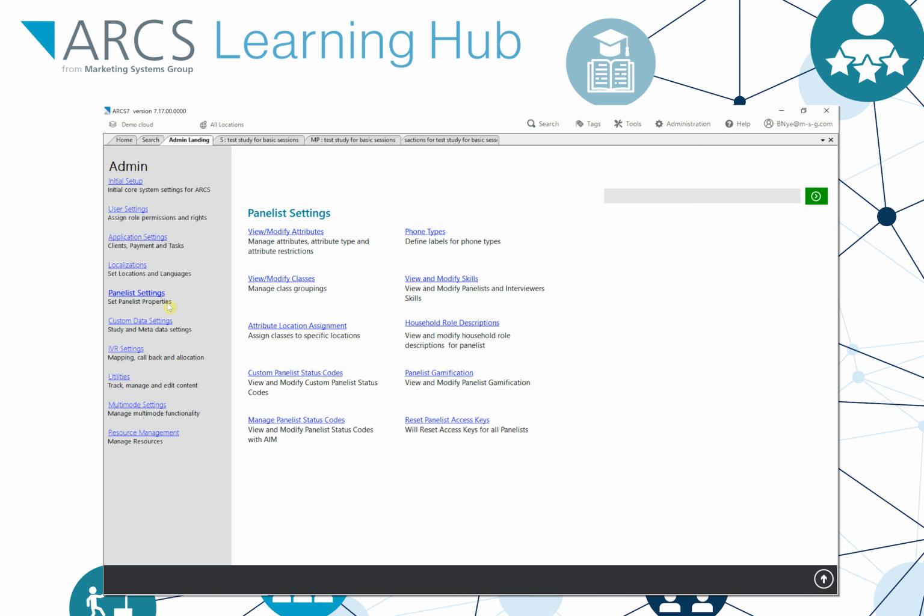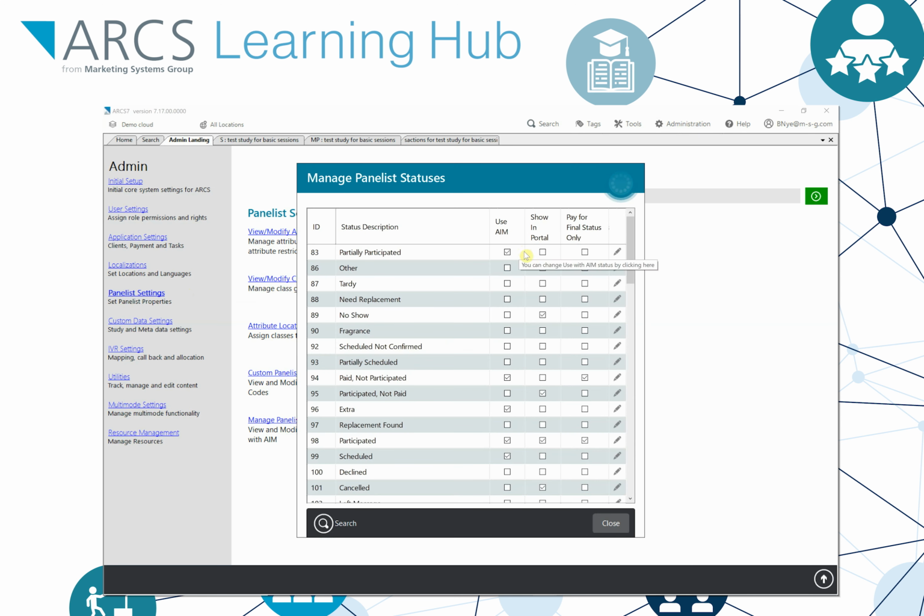If you go under Administration, Panelist Settings, and Manage Panelist Status Codes, you can actually see, if you have the permissions, what statuses are set up to be used on any of your studies. Under the column Use AIM, the checkboxes will be checked.